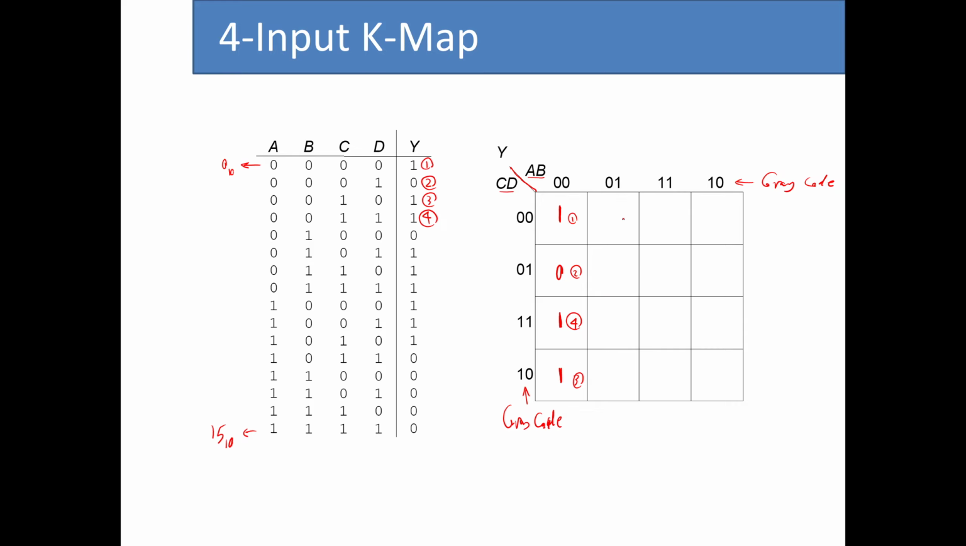So let's go to the next four. We have 0, 1, 0, 0, which is 0. 0, 1, 0, 1, which is 1. 0, 1, 1, 0, which is 1. And then 0, 1, 1, 1, which is again 1. So we got to this point.